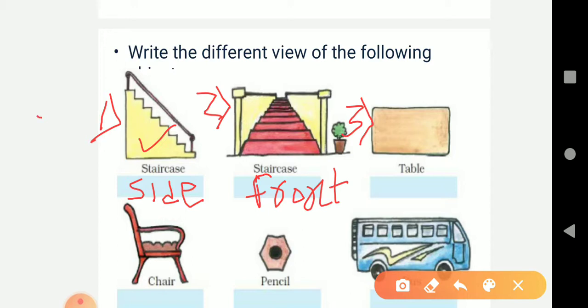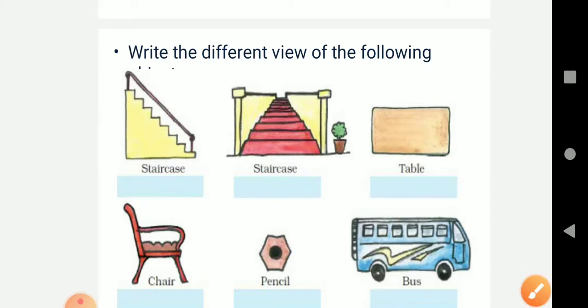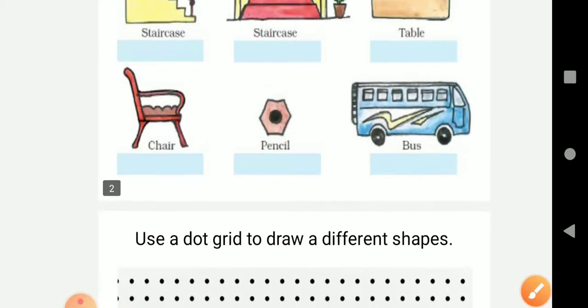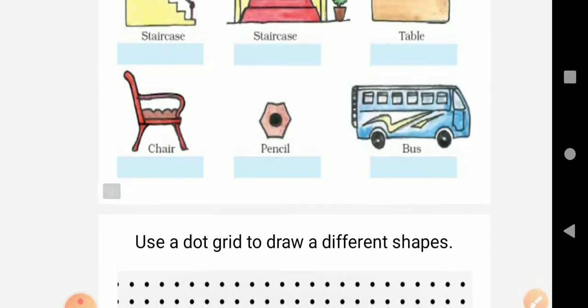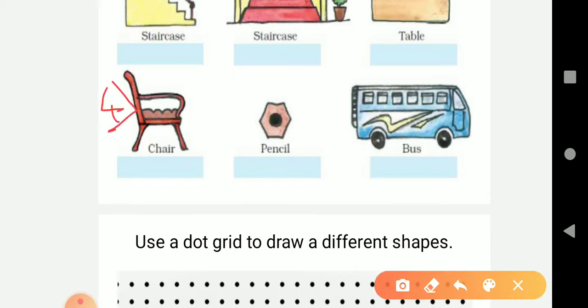Is this a table? Yes or no? Yes, because when we see the table from the top, it looks like a box. Okay, so it is the top view of a table. Now the fourth picture. It is a picture of chair.